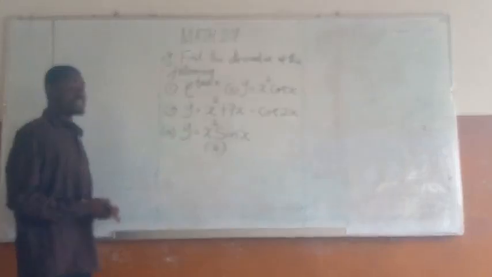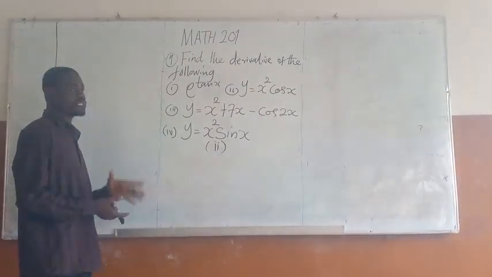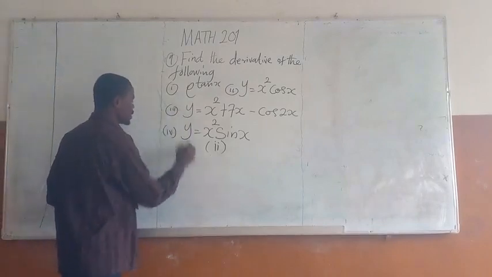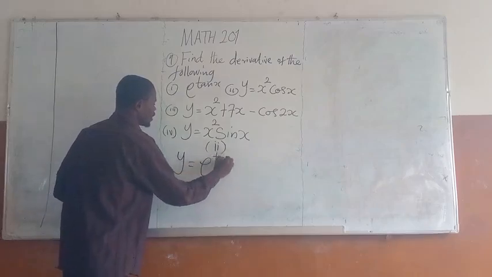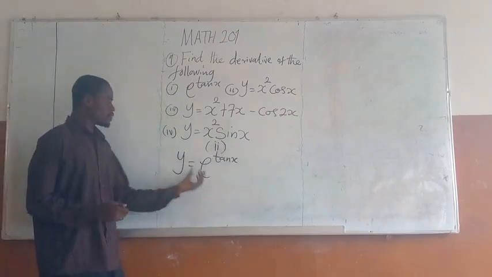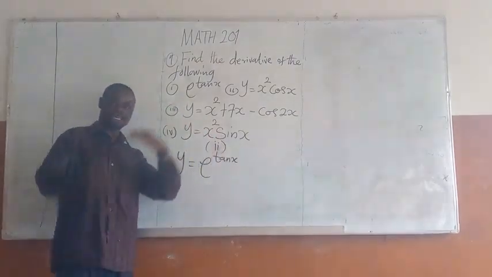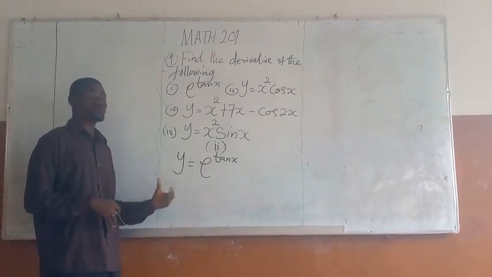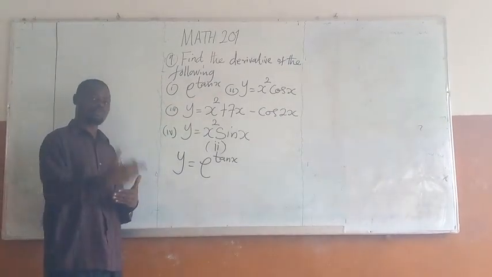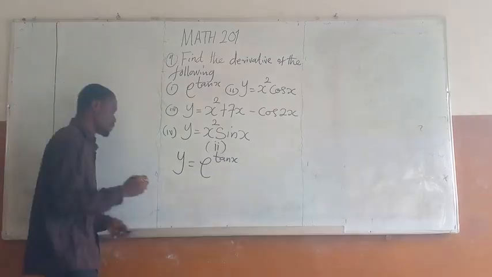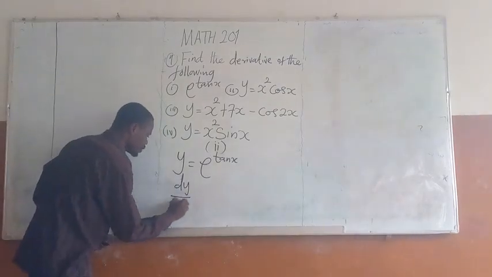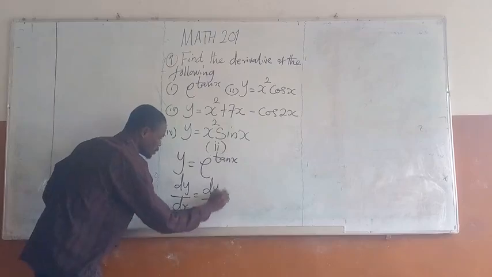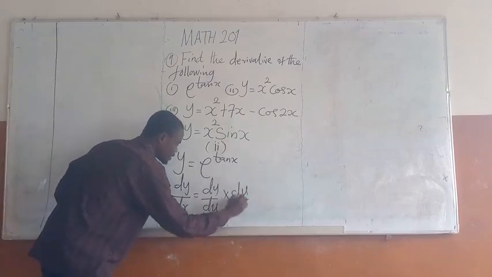The first one is y equals e to the power of tan x, which is exponential raised to the power of tan x. This is a function of a function, because exponential is a function and tan is also a function. So we have to take note of the formula for a function of a function in calculus. The formula is dy/dx equals dy/du multiplied by du/dx.